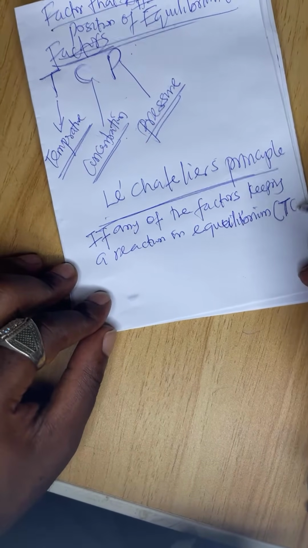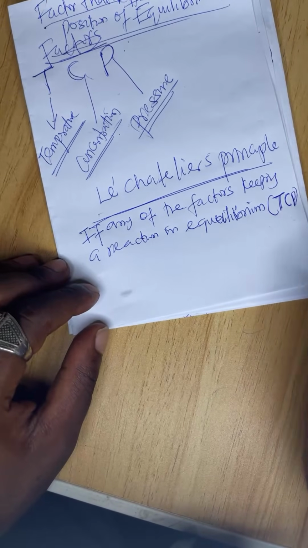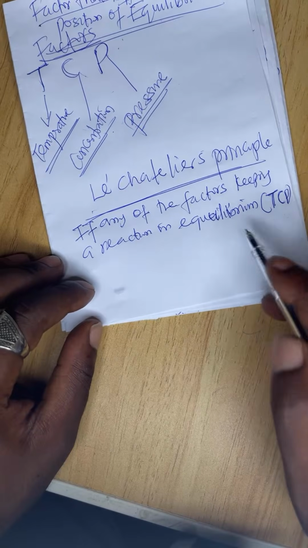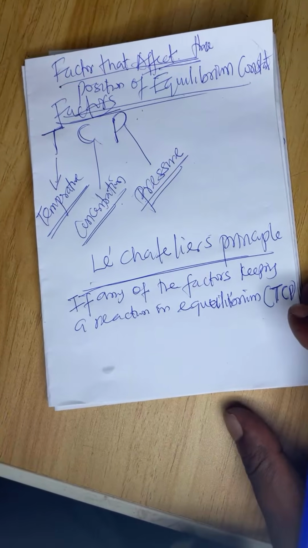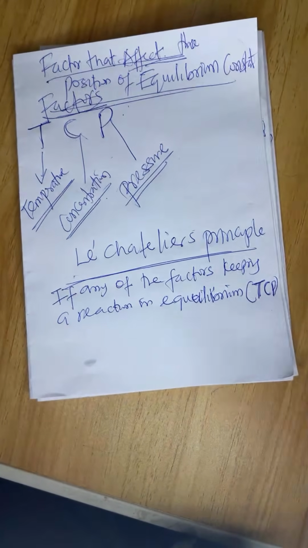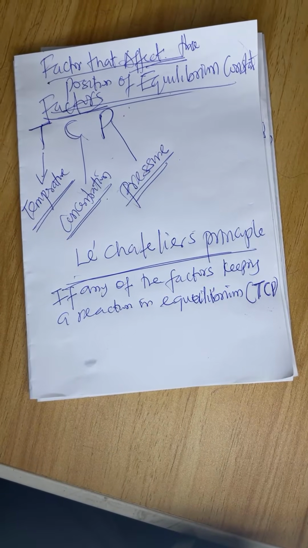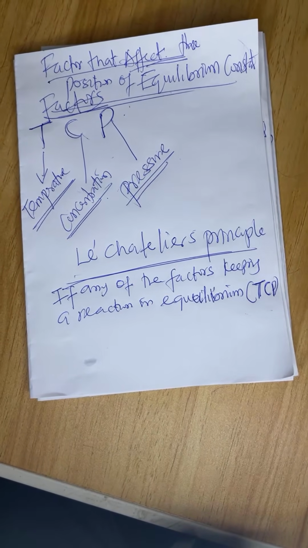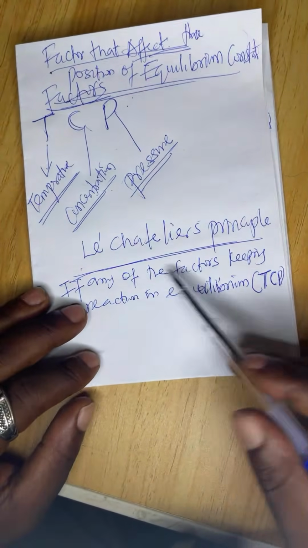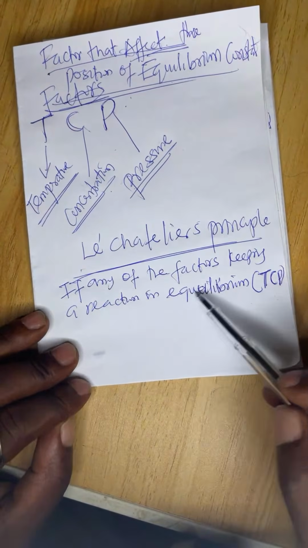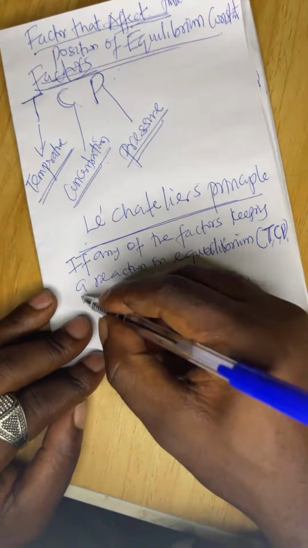See, temperature, concentration, and pressure. He said, if any of these factors is just conventional, it might not ruin the food. What will you now do? I don't want to divert too much, but the concept is that you want to add water, not too much water, add water to correct it. That's just the idea. If any of the factors keeping a reaction in equilibrium, what are the factors we are talking about? TCP is affected.